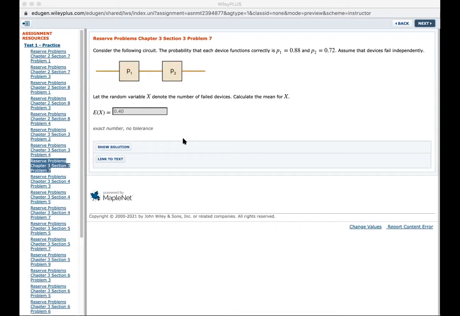Let's see the next problem. Chapter 3.3, problem number 7. Consider the following circuit. The probability that each device functions correctly is P1 is 0.88 and P2 is 0.72. Assume that devices fail independently. So this is a problem of independence, right? Let the random variable X denote the number of failed devices. Calculate the mean of X.